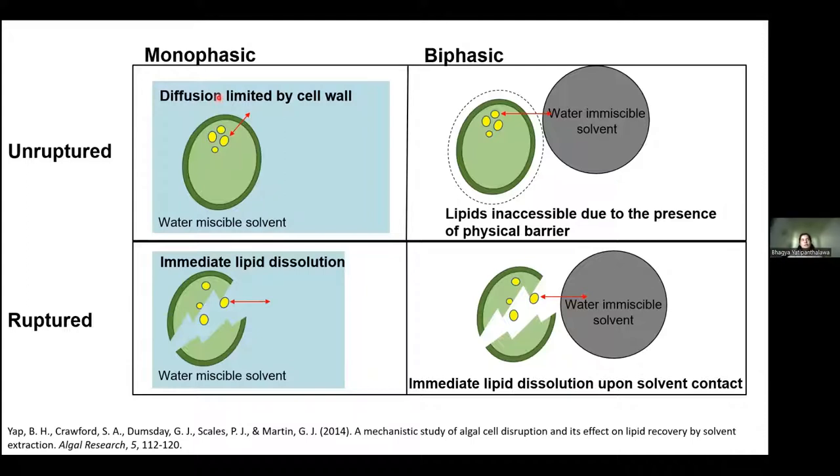Now, you might think that a monophasic lipid extraction system is better, but after extracting the lipids using the solvent, when we are going to separate the lipid fraction from the solvent, a monophasic system would require energy-intensive distillation to separate the water-miscible solvent from water, whereas in a biphasic system, the recovery would be easy, as we can use a simple centrifugation step to separate the solvent fraction, and then we can evaporate the solvent and recondense it to reuse.